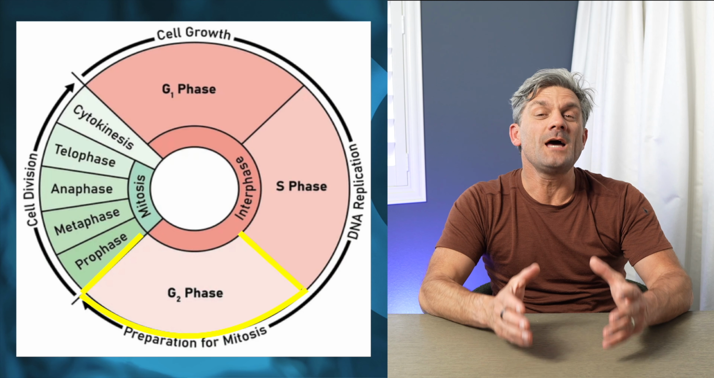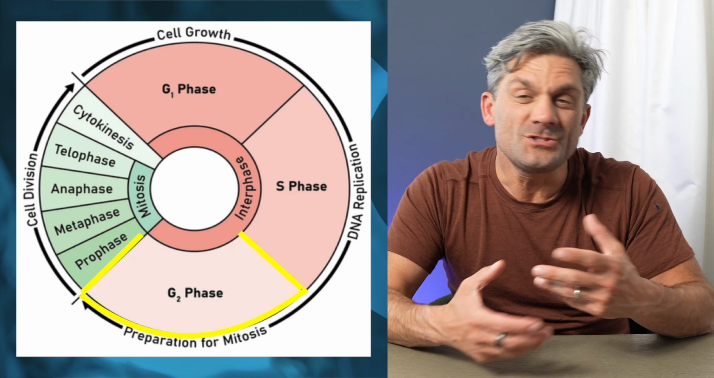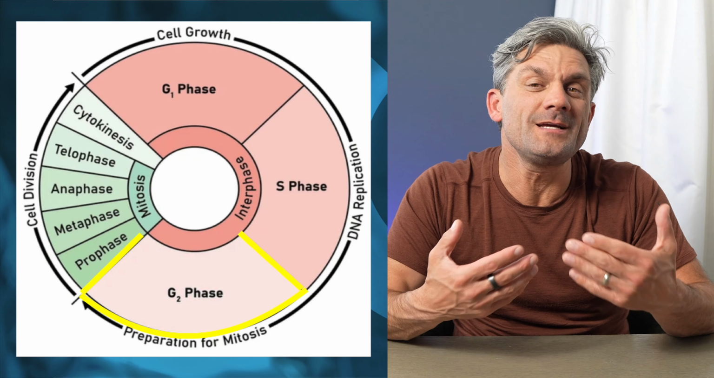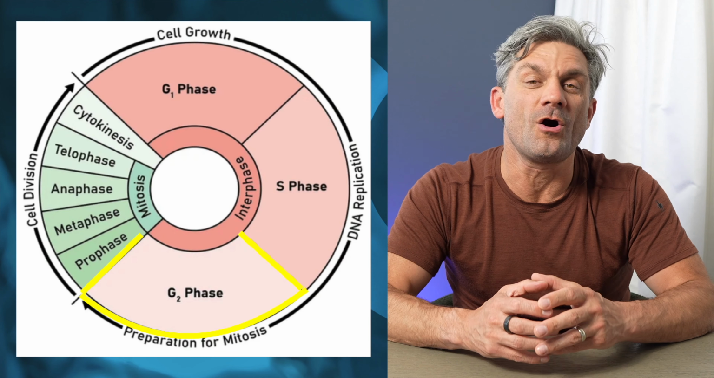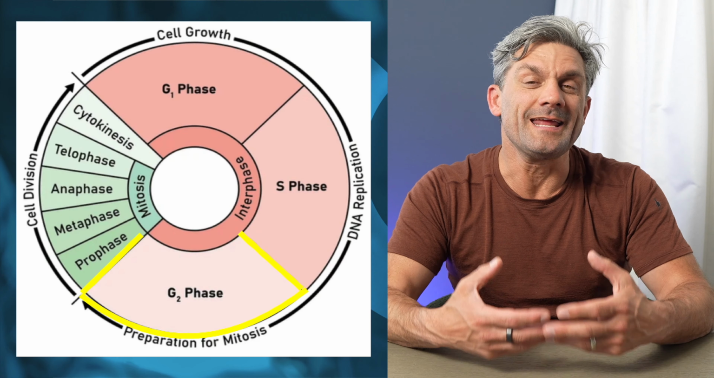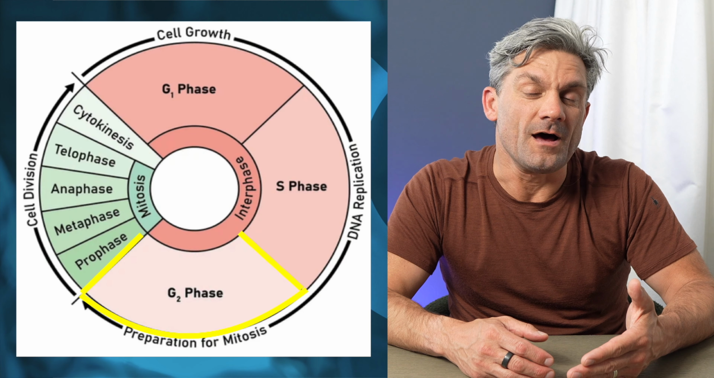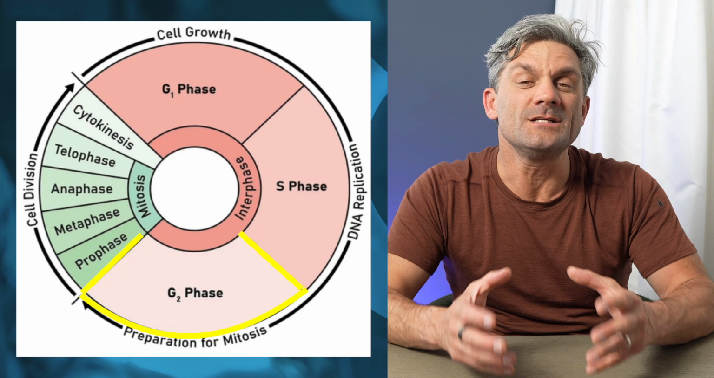After we get done with synthesis, now we go into G2. And if we're in G2, what is the cell doing? Well, the cell is going through a series of checks to make sure it's ready to split. We call that mitosis. That's where we get a splitting of the cells after DNA replication. If we have injury to the cell or we have some genetic damage, then we will stay in G2.